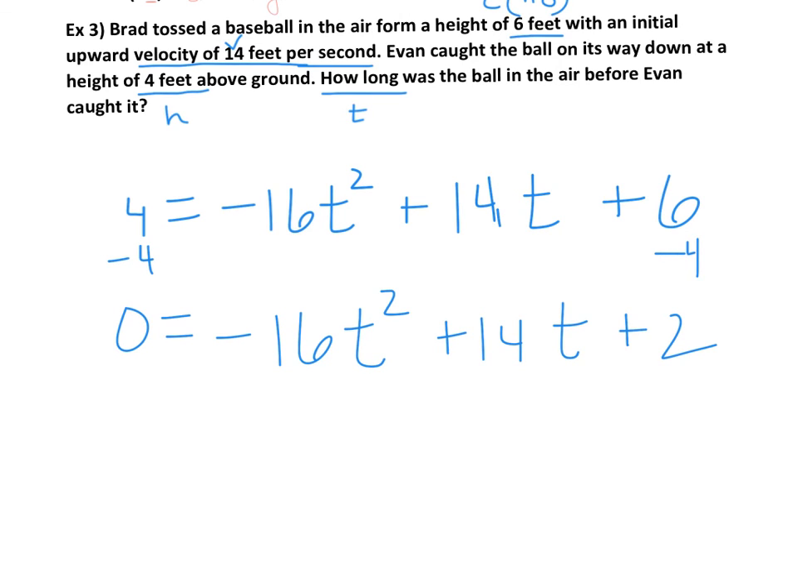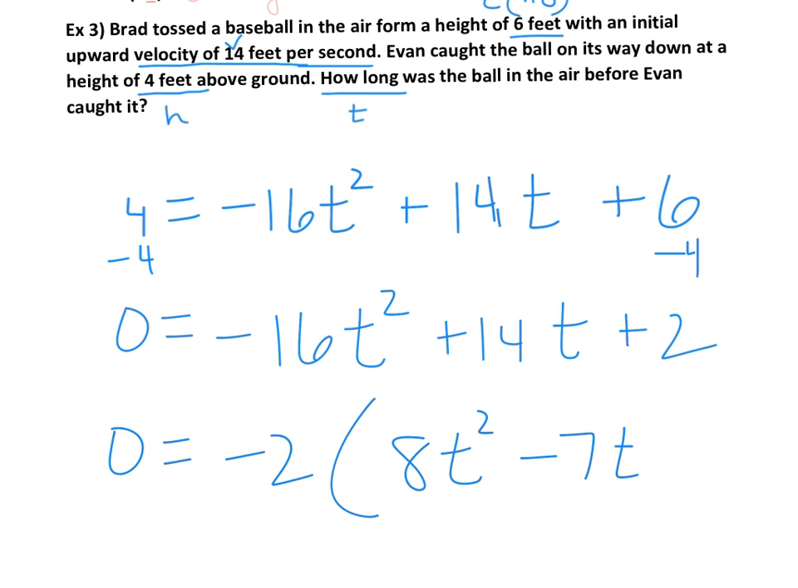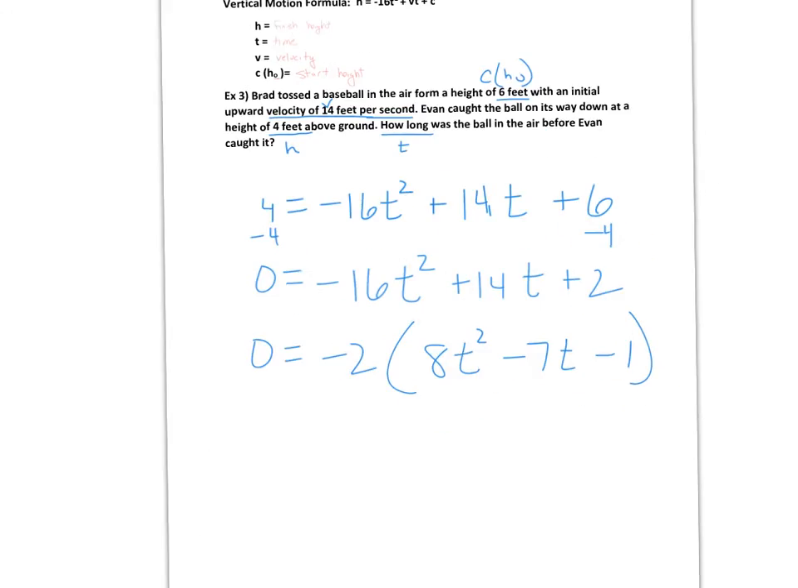Now, GCFs on this are huge. You've got to remember to pull the GCFs. And more importantly, we started talking early on about how we wanted to keep your first one positive. Well, here's when we want to start doing that, okay? So we are going to pull out a GCF of a negative 2 because I want this first number to be a positive. So I've got a positive 8t squared, a minus 7t, and then a minus 1.